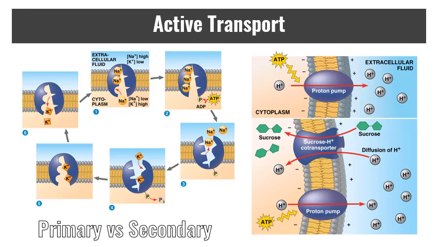Active transport requires energy expenditure. So the ATP spending is the most common example here, and you can see an example of this in the sodium-potassium pump, which is a major component of your nervous system. That direct expenditure of ATP is a primary transport. So the proton pump on the bottom right is an example of this active transport.